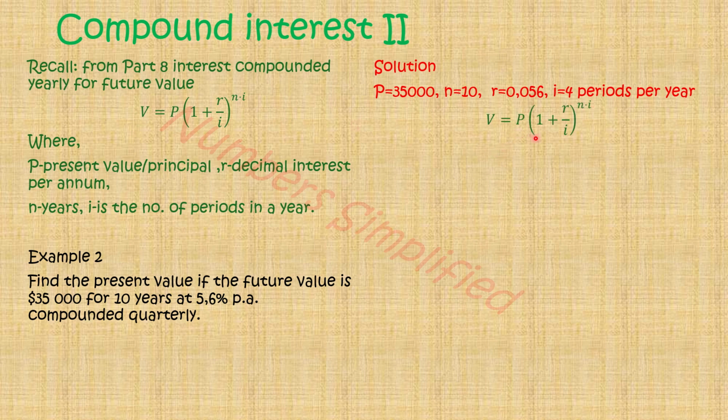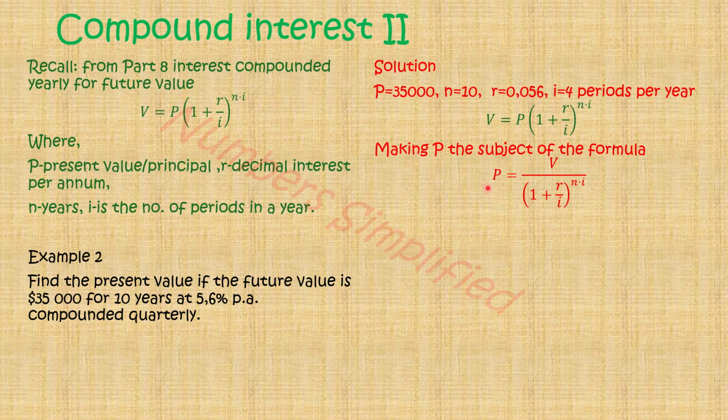Our I becomes 4. Now with that, we substitute into our formula. Alternatively, we can start by finding the P. Since we are meant to find the present value, that means that we can make P the subject of the formula from the formula that we're given. So if we divide both sides by 1 plus R over I to the power N times I, in that way, that's a way we can get what P is in terms of other terms.